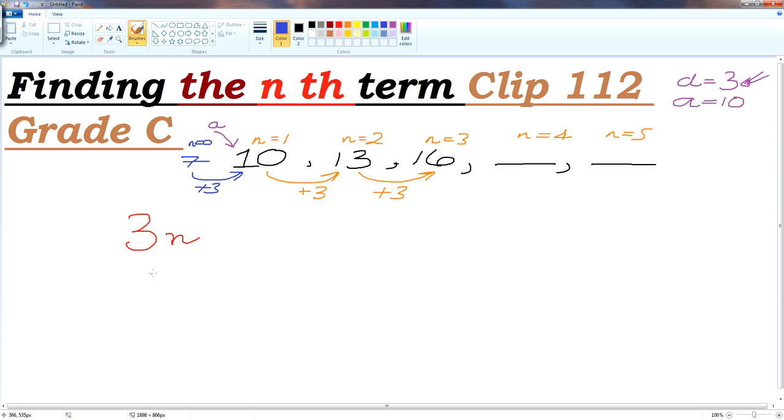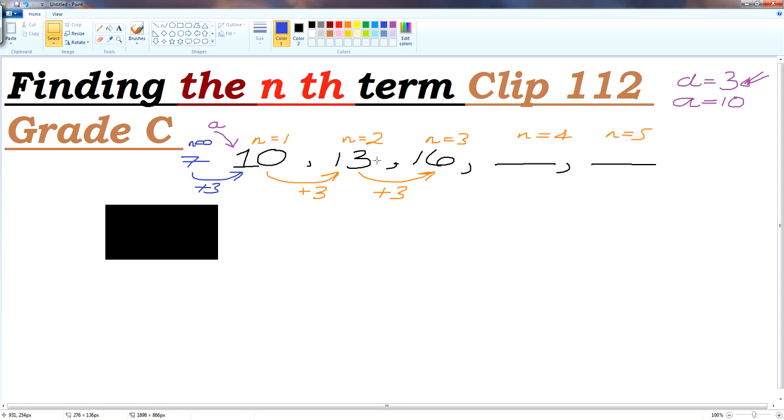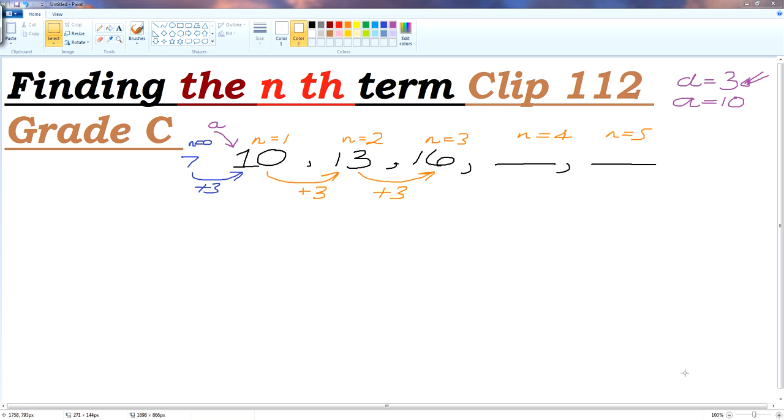Now, if you want to look at it in terms of a general way of looking at it, you're going to have your difference. Okay, let me just grab hold of this. Okay, all right, give me one second, what's happening there.